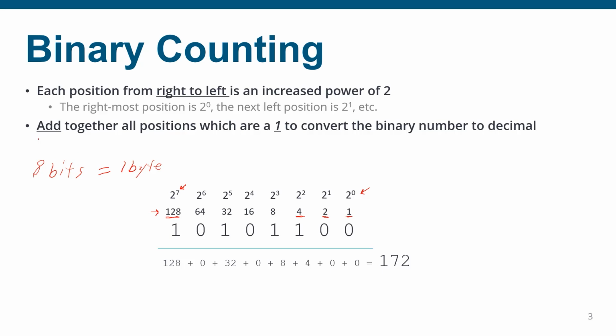What we do is add together all positions which are a 1 to convert the binary number to decimal. As we see here, we have 10101100, and this comes to be our 128's place plus 0, and our 32's place plus 0, plus our 8's place plus our 4's place plus 0 plus 0, and this gives us an answer of 172.